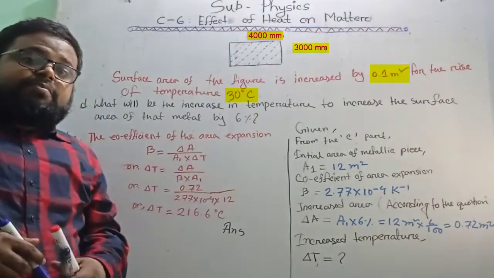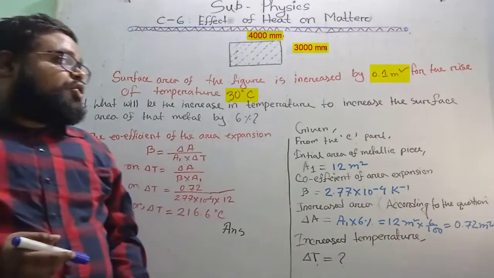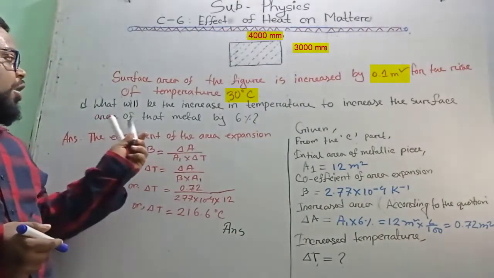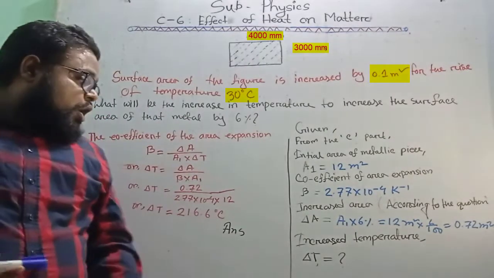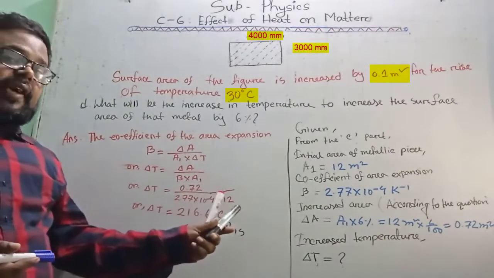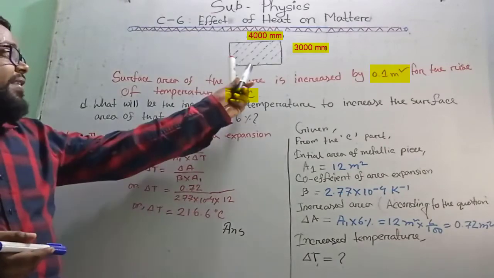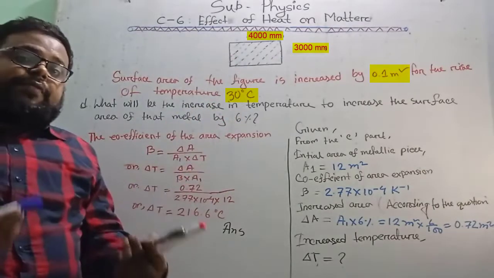I hope you understand what will be the increase in temperature to increase the surface area of the metal by 6%. We have to increase the temperature by 216.6 degrees Celsius if we want to increase the surface area of the metal piece by 6% than before.